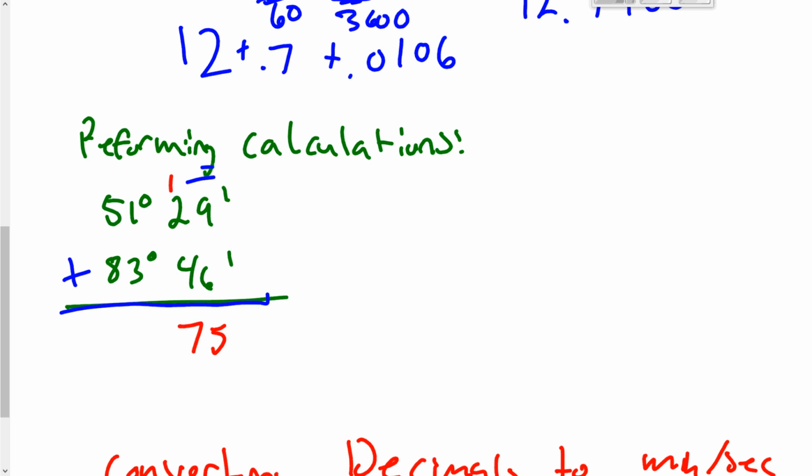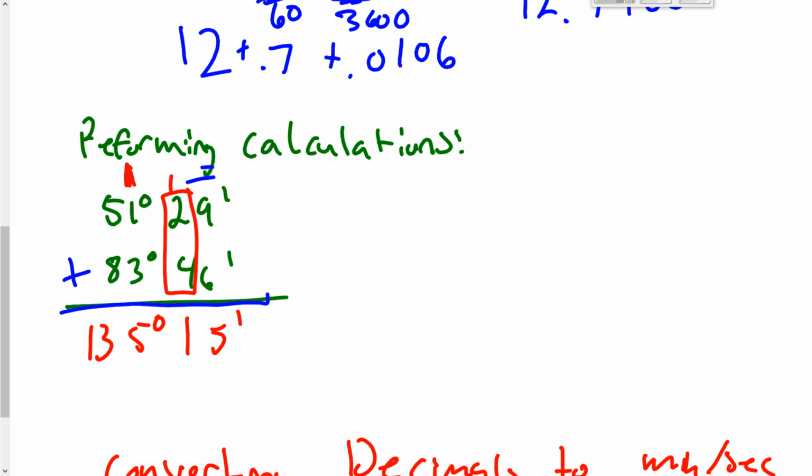So when I go over 60, I carry that 1 degree over, and so really, I'm only going to have 15 here, because this adds up to 60 in the tens place, and that 60 is going to be 1 degree. So I add that to my degrees, so then I have 1 degree, 2 degrees, and 5 degrees here, and then 5 and 8 is 13. So this would be 135 degrees and 15 minutes.